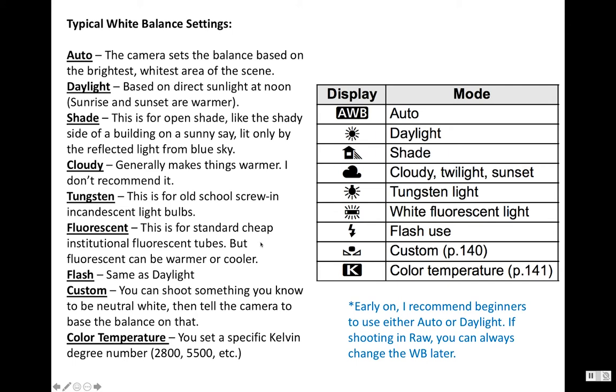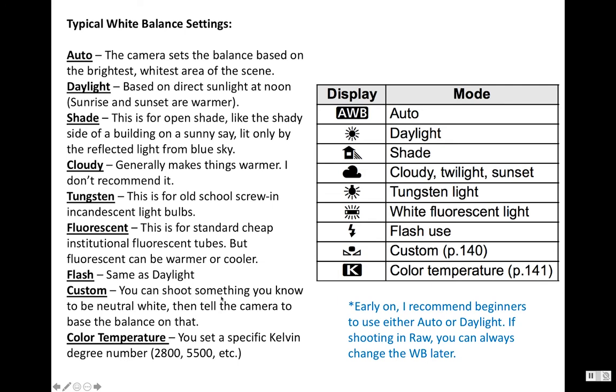And then we have the fluorescent setting. This is for your just typical institutional fluorescent tubes. There are warmer and cooler different kinds of fluorescent lights. This is just kind of for the standard one. Flash happens to be exactly the same as daylight. And then we have custom. Obviously flash you'd shoot when you're shooting a flash.